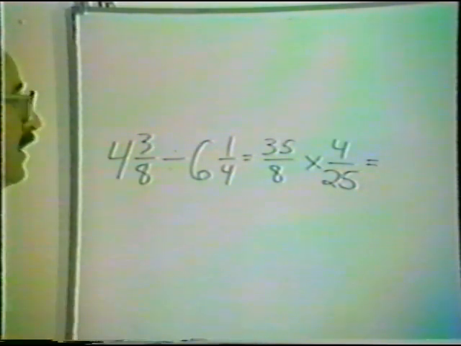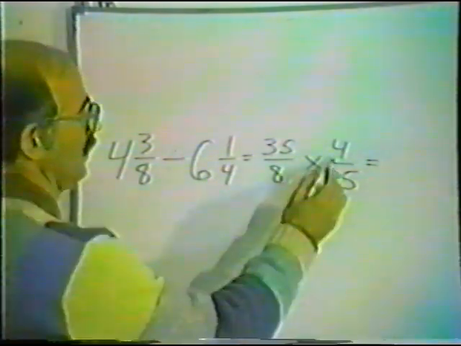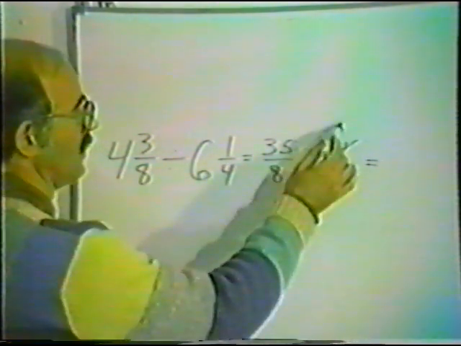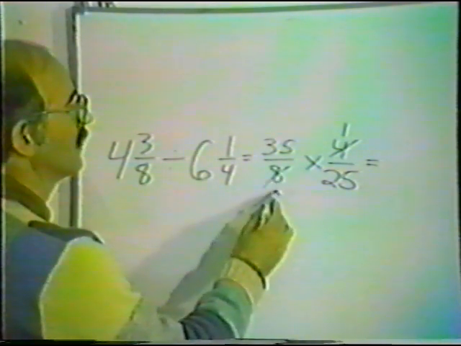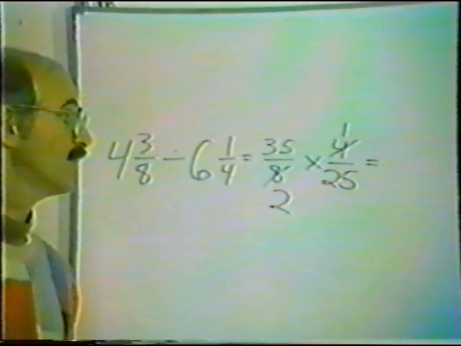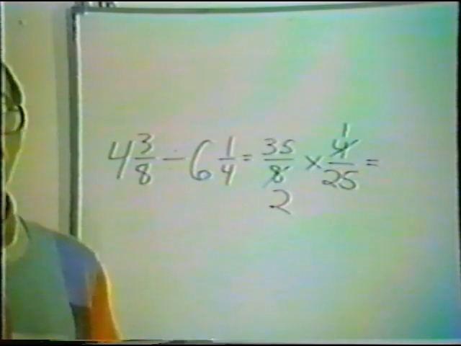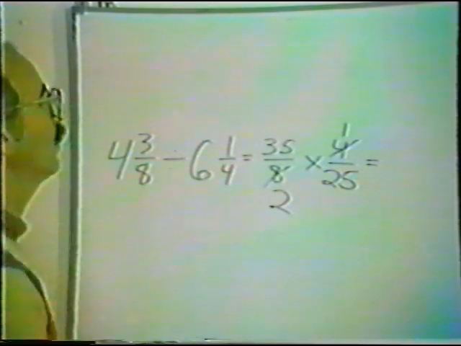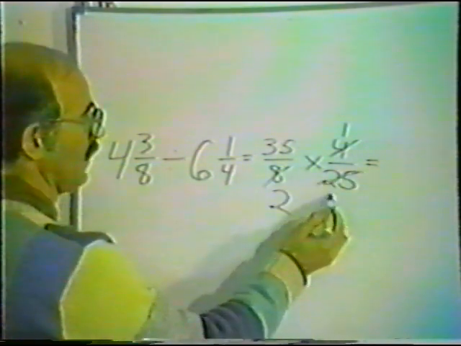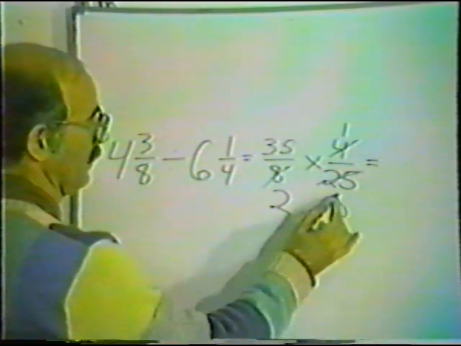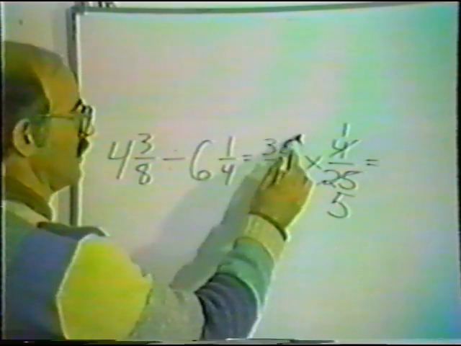Yes. What can we hit them with? 4. 4 into 4 is? 1. 4 into 8 is? 2. Can we cancel the 25 and the 35? Yes. What can we hit them with? 5. 5 into 25 is? 5. 5 into 35 is?